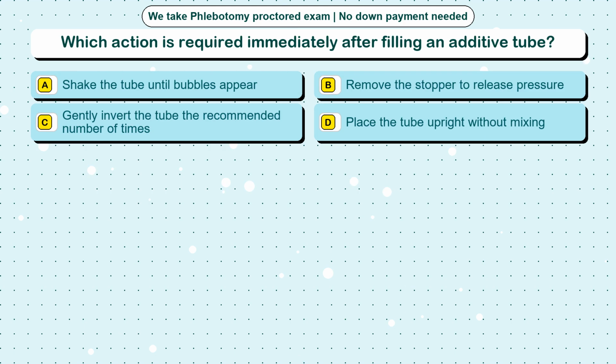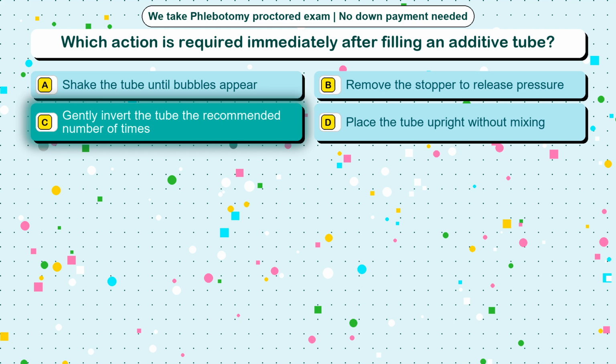Question 54. Which action is required immediately after filling an additive tube? Option A. Shake the tube until bubbles appear. Option B. Remove the stopper to release pressure. Option C. Gently invert the tube the recommended number of times. Option D. Place the tube upright without mixing.